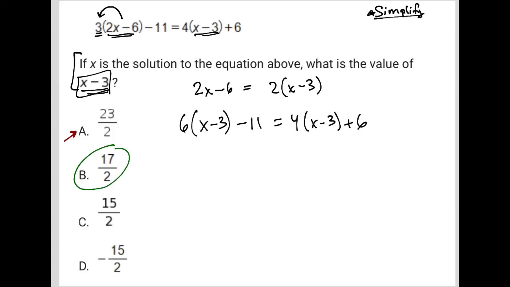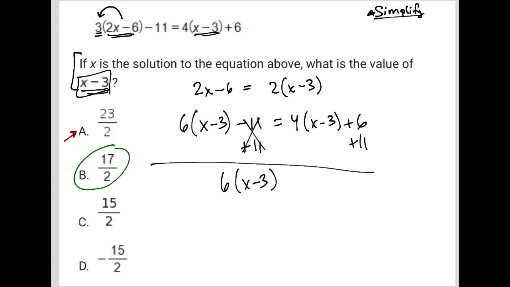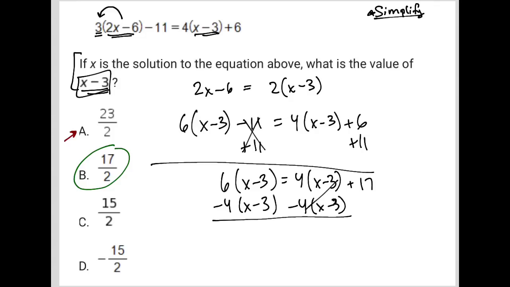So to do that, I can combine like terms. I can add 11 to both sides here. So it gets that out. So I have 6 parentheses x minus 3 equals 4 parentheses x minus 3 plus 17. I can then subtract 4 times x minus 3 from both sides. Right? And 6 times x minus 3 minus 4 times x minus 3, those are like terms, right? So this just becomes 2 times x minus 3 is equal to 17.